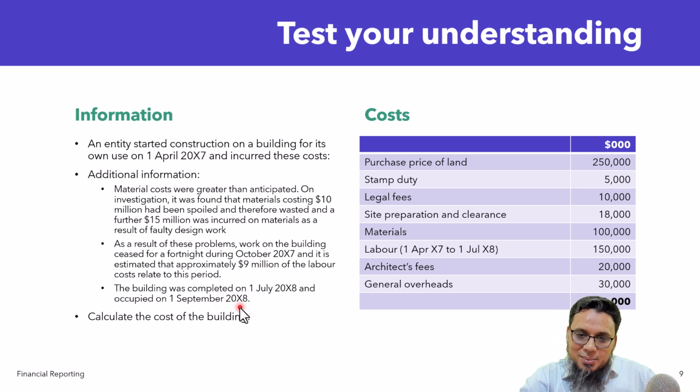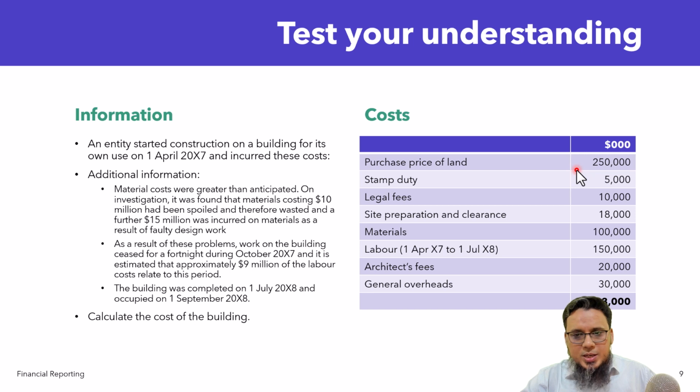So the completion was on 1st July. Occupied was on 1st September. Calculate the cost of the building. Now, you have the labor cost till July. Thankfully, it does not include the cost till 1st September. Apart from the $9 million, you don't have to remove any other labor component.